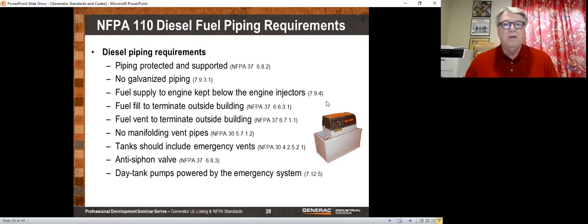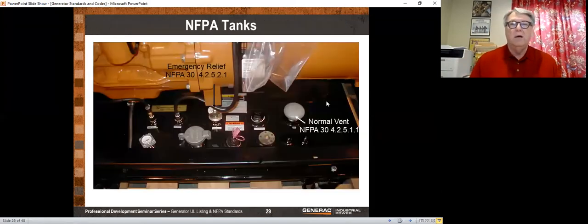One of the things that you need to have, whether it's a day tank or a sub tank under the generator, is that the fuel vent should terminate outside the building. That is generally not enforced if you have louvers that are just open all the time. But if you have motorized louvers, so the building is somewhat sealed, which a lot of people like because they can keep the generator room warmer, then you need to make sure the vents terminate outside the building. And there's lots of other requirements many times that are not done.